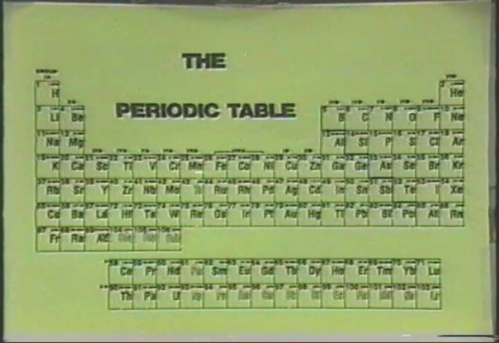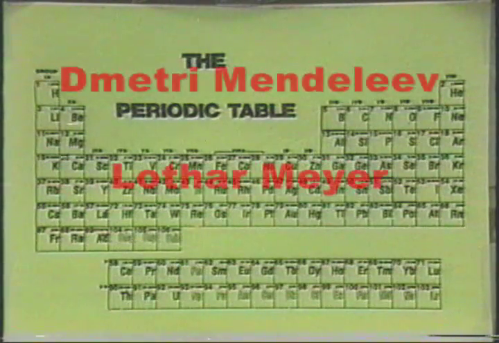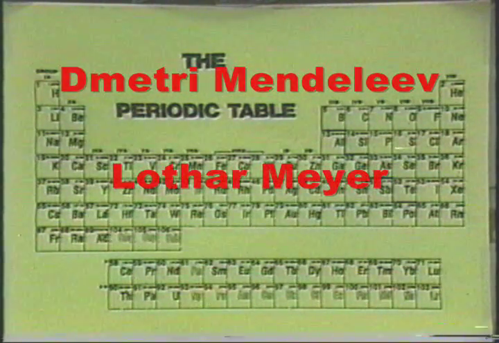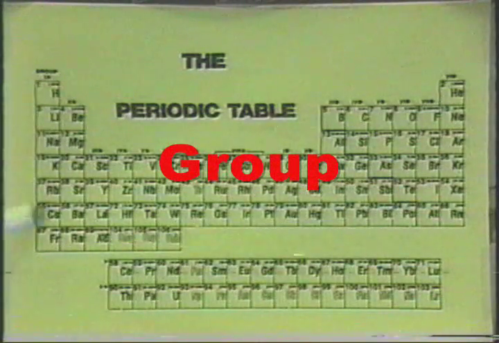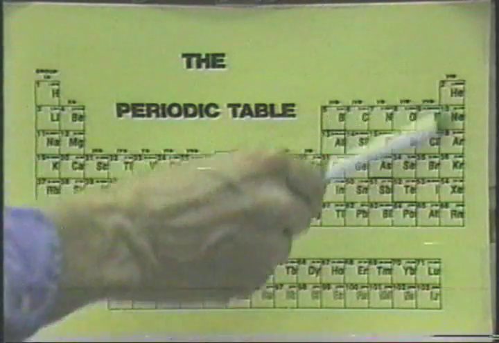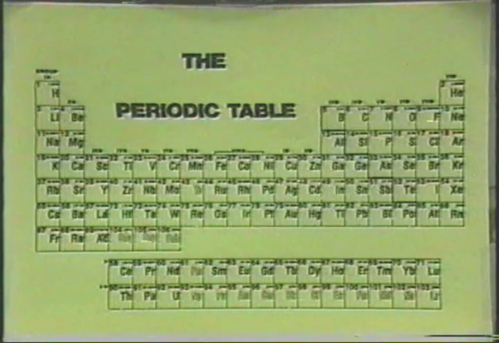Today, the main theme of your experiment will be the periodic table. This is a compilation of the elements put together about 125 years ago independently by Dmitry Mendeleev, a Russian, and Lothar Meyer, a German. They originally arrived at this arrangement by placing the elements according to chemical and physical properties. Thus, all the elements in a vertical column, these are called groups. For example, this group or this group, all the elements in a single group tend to have similar chemical properties.